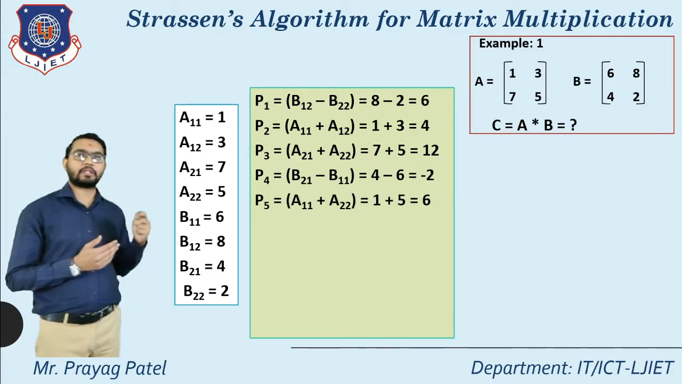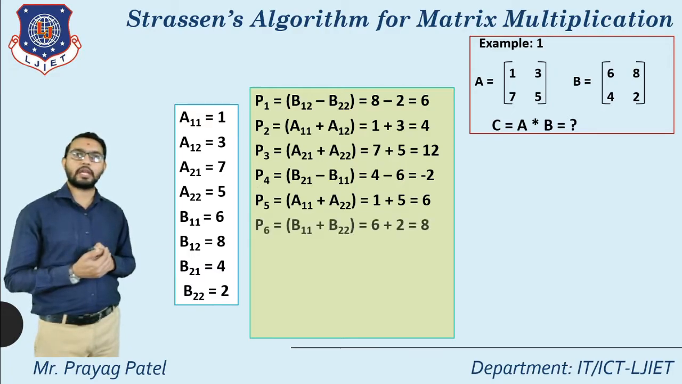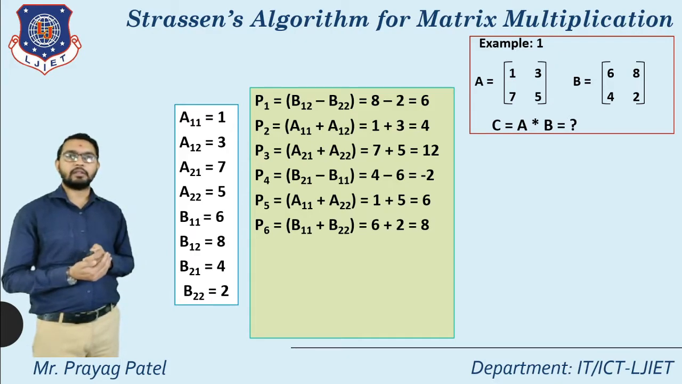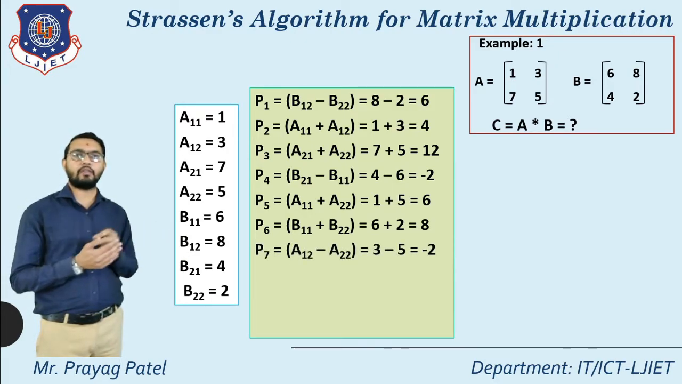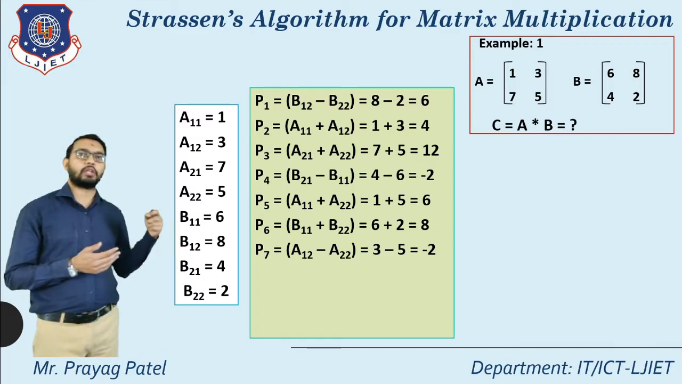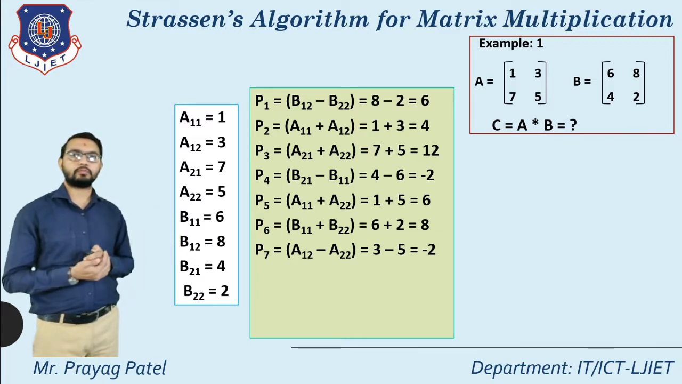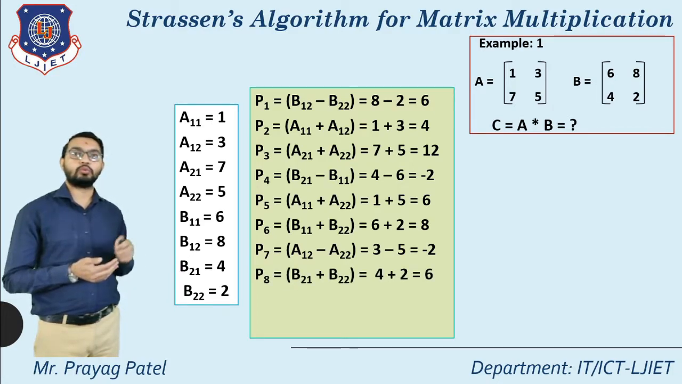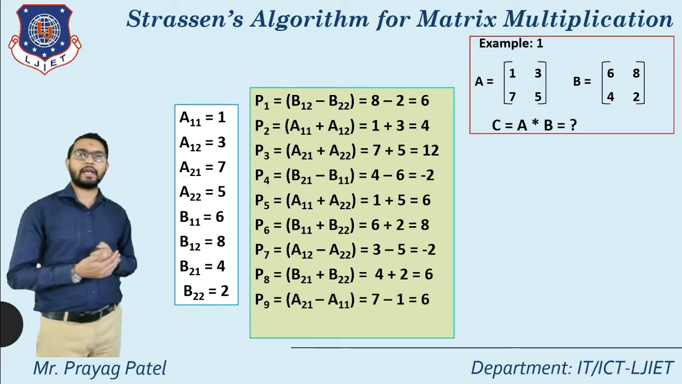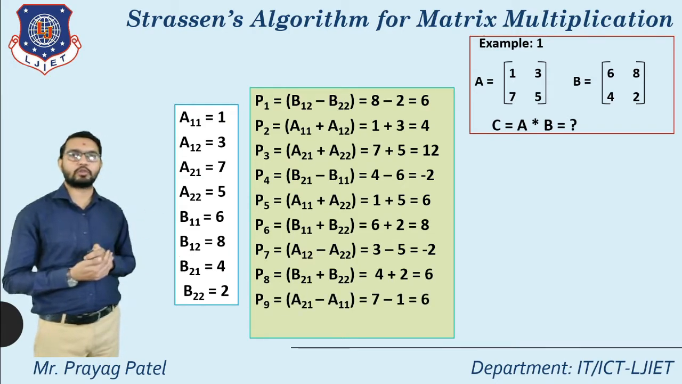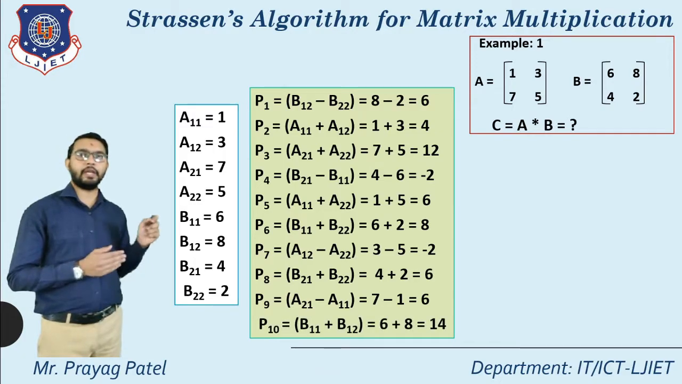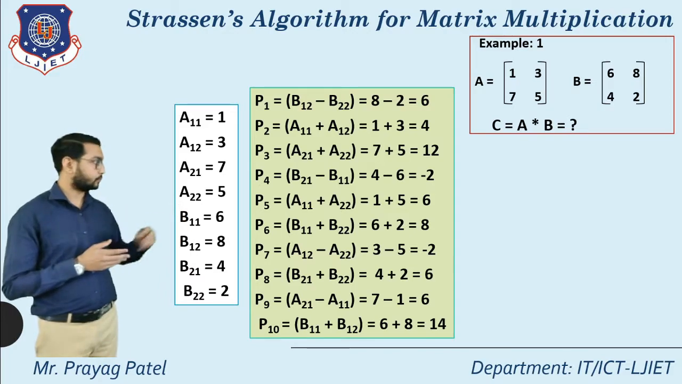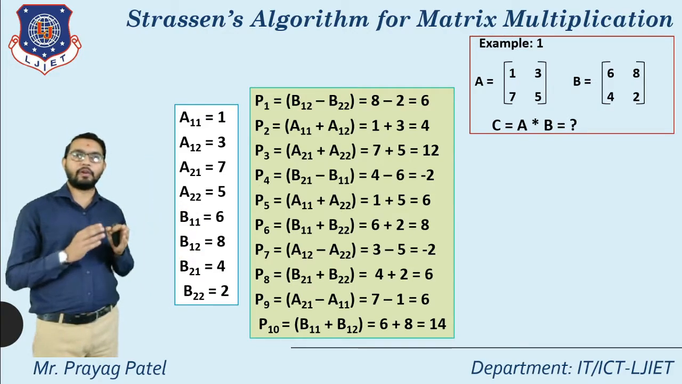P5 equal to A11 plus A22, so 1 plus 5 equal to 6. P6 equal to B11 plus B22, so 6 plus 2 equal to 8. Then P7 equal to A12 minus A22 equal to 3 minus 5 equal to minus 2. Now P8. P8 equal to B21 plus B22, so 4 plus 2 equal to 6. P9 equal to A21 minus A11, so 7 minus 1 equal to 6. Then P10 equal to B11 plus B12, so 6 plus 8 equal to 14. So first we find the values of P1 to P10.